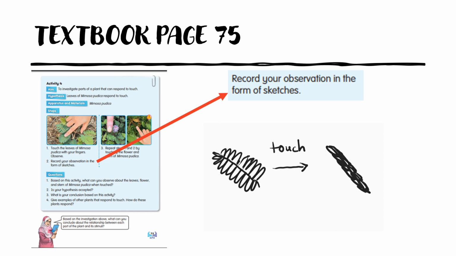Textbook page 75. Activity 4. Aim: to investigate parts of a plant that can respond to touch. Hypothesis: leaves of Mimosa pudica respond to touch. Apparatus and materials: Mimosa pudica. Steps: 1. Touch the leaves of Mimosa pudica with your fingers. Observe. 2. Record your observation in the form of sketches. 3. Repeat steps 1 and 2 by touching the flower and stem of Mimosa pudica.